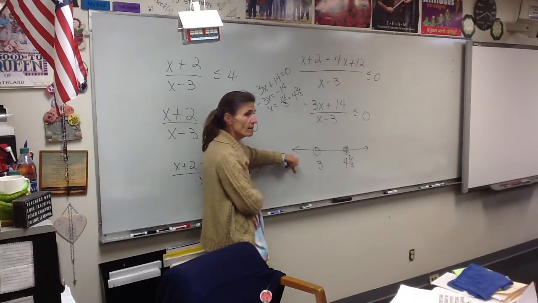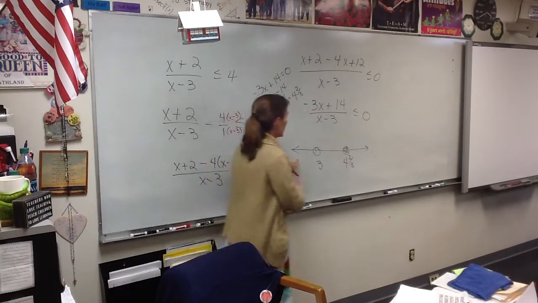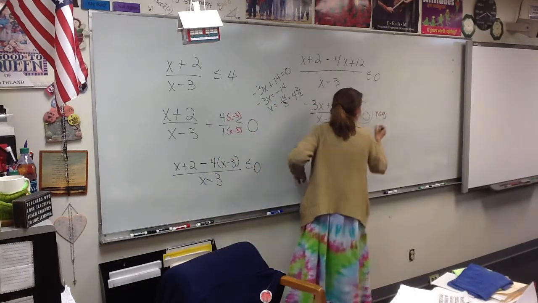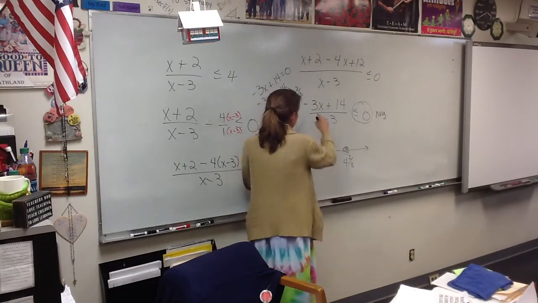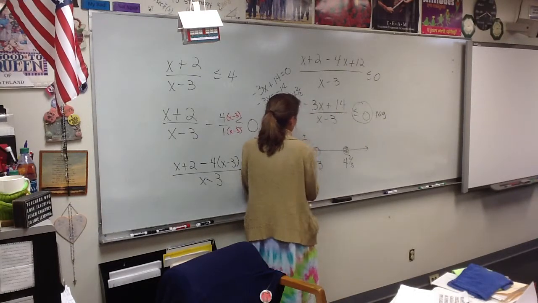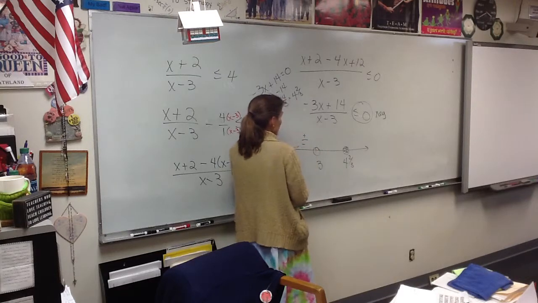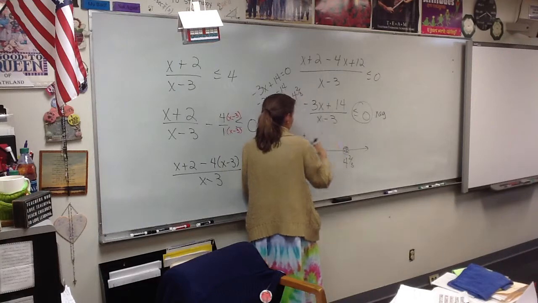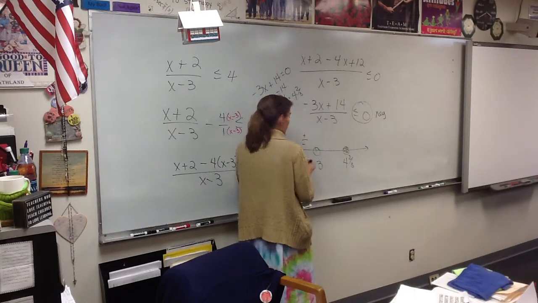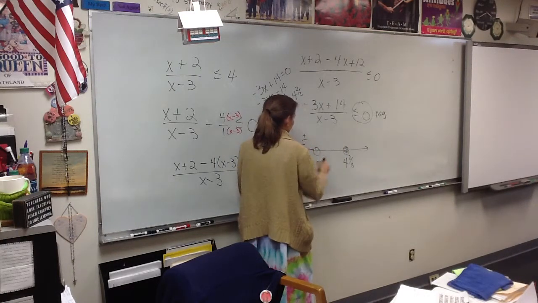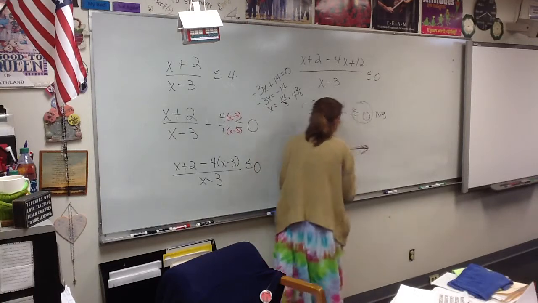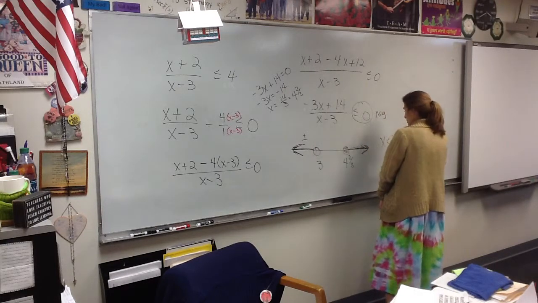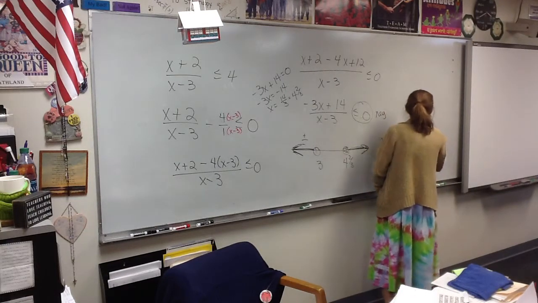Can I use 0 again? Yeah, I can use 0. And I want to be negative. So here we go. If I put 0 in, my numerator is positive, and my denominator is negative. I get positive 14 over negative 3. Does that work for me? So that works. Doesn't? Does. X is less than 3 or greater than or equal to 14/3.